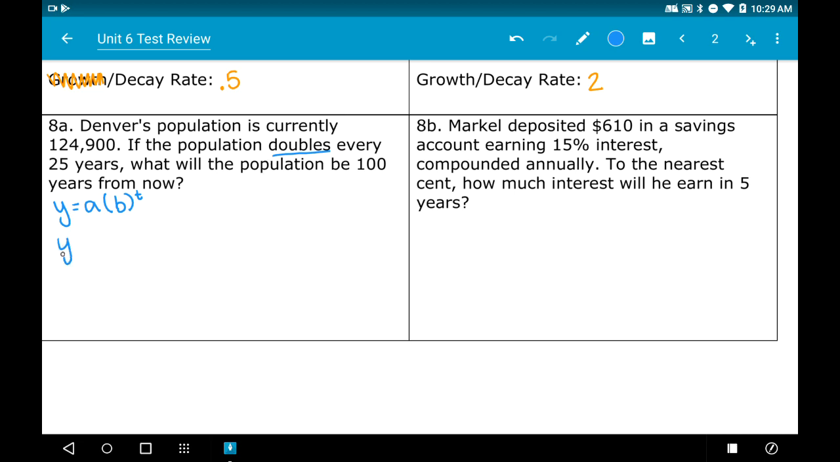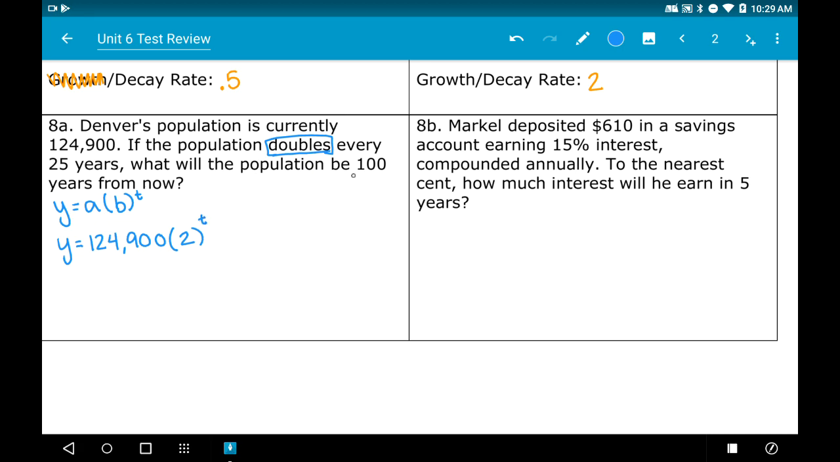So our a value is going to be y equals 124,900. That's our a. Then our b value, notice it says doubles. So doubles means you're multiplying by 2 every time. So our b value is just going to be a 2. It's not going to be 1 plus or 1 minus here because it's not a percent. The only time we do the plus or minus is if we have a percent that we're gaining or losing. And then it'll be to the power of t.